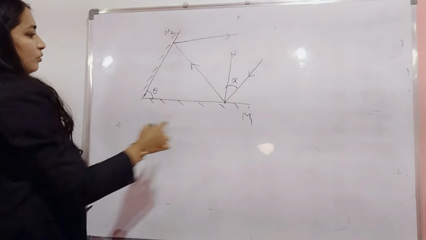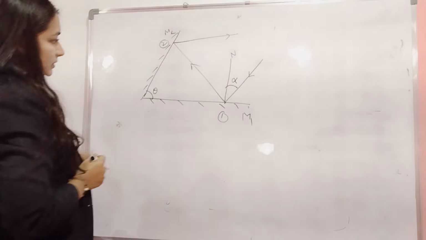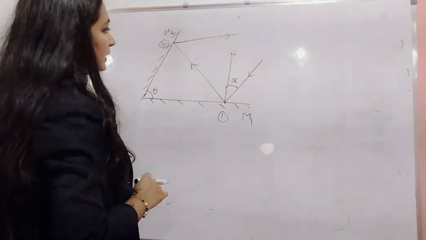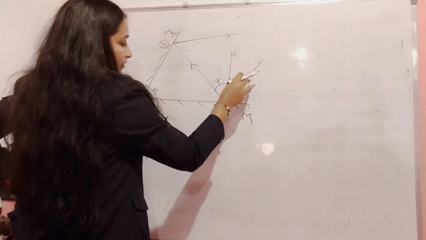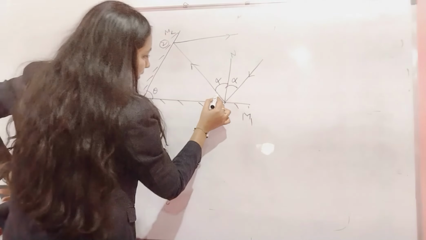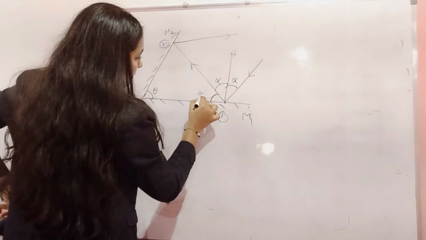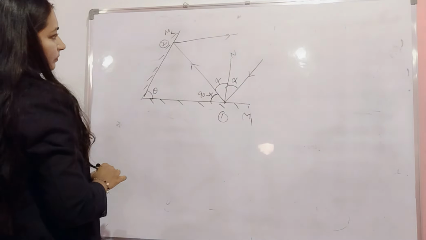Okay, you understood how many times it reflected? Reflection takes place 2 times, the first on the first mirror and the second on the second mirror. Is it clear? So if this is alpha, this is also alpha, right? Because angle I is equal to angle R. Then what is this angle? It will be 90 minus alpha. Is it clear?